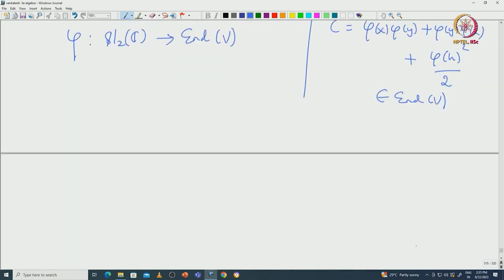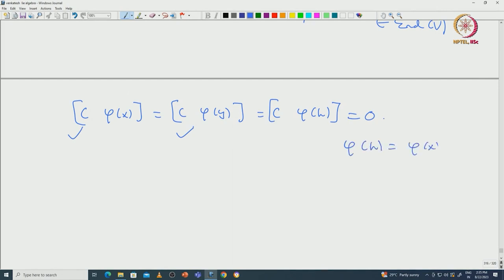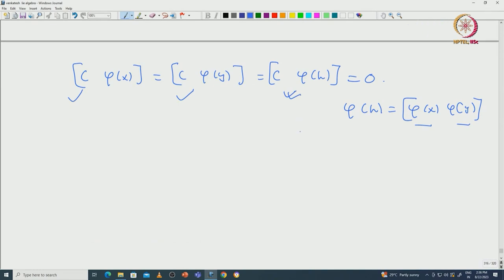Now it is easy to check that this C that we have defined commutes with the action of SL2C. For that we need to check that the brackets of C with phi(x), with phi(y), and with phi(h) are all 0. It is enough to do only the first two, because phi(h) is the bracket of phi(x) and phi(y). If something commutes with both phi(x) and phi(y), then it will commute with the Lie bracket, so this one comes for free. I will verify only the first one.